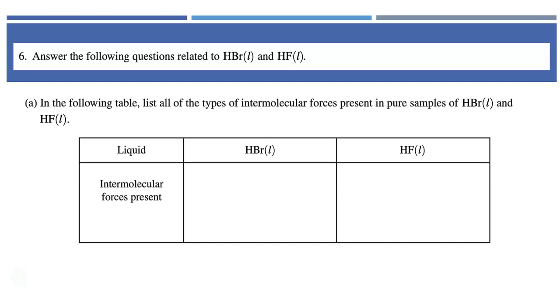Answer the following questions related to HBr liquid and HF liquid. In the following table, Part A, lists all of the types of intermolecular forces present in pure samples of HBr liquid and HF liquid. Notice we said all of the intermolecular forces, so we have to start right at the beginning. We know all matter can participate in London forces, so we're going to put that down for both of them in the table as we fill it out.